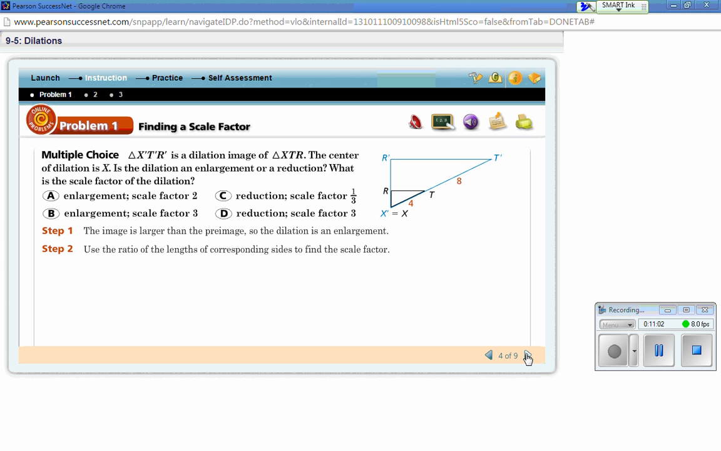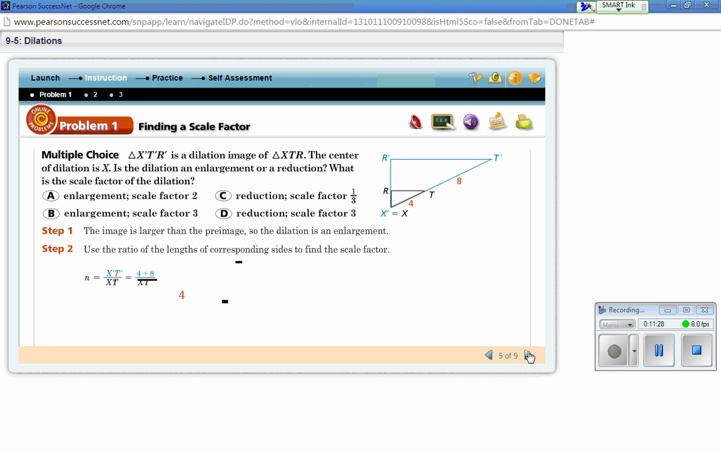To find the scale factor n, divide the length of one side of the image, the blue triangle, by the length of the corresponding side of the pre-image, the black triangle. Now, substitute the length of each side into the ratio. That's the part most of us missed, right?